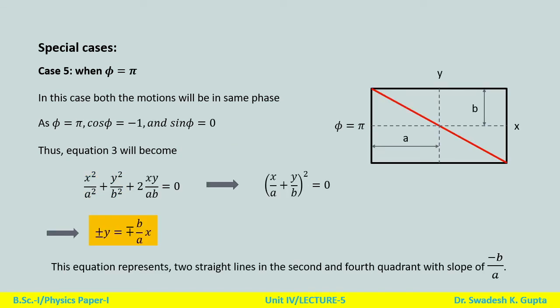The last case is where the phase difference is pi. In this case cos phi will be minus 1 and sin phi will be 0, and then we will again get the equation of a straight line, but in this case this line will go through the second quadrant and the fourth quadrant, and the slope will be minus b upon a.